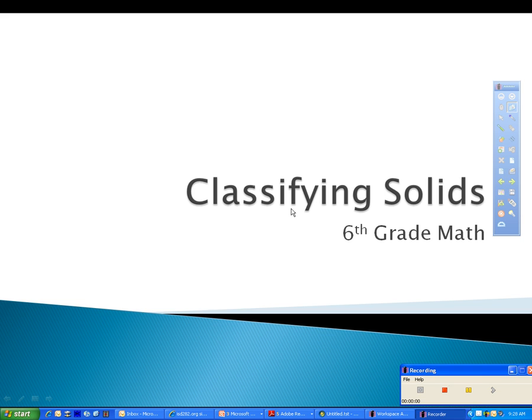Today we'll learn about classifying solids. Solids are three-dimensional figures. We're going to learn how to classify them. It's pretty much name them. And then the other thing I really want to focus on is being able to describe different parts of them and classify that. So let's take a look at something.